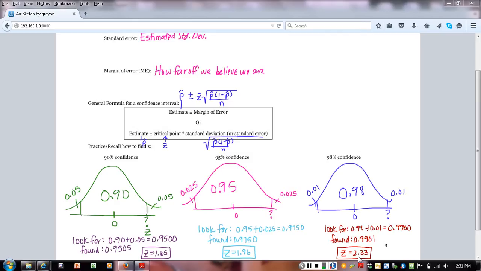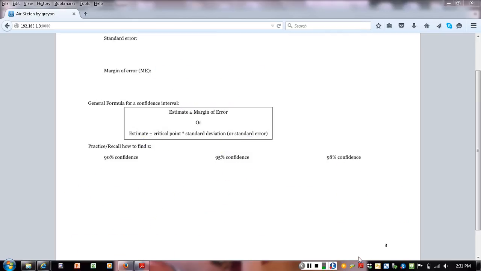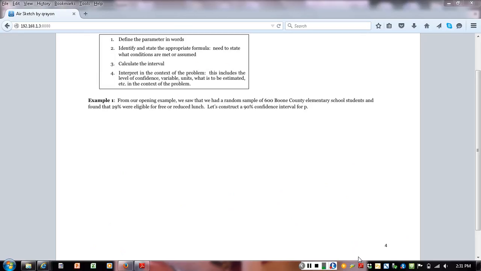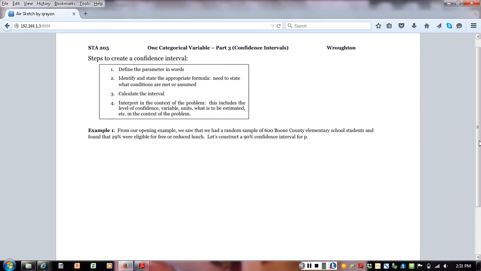Before we dive in and do an example, I have steps for doing a confidence interval, just like we have steps to doing a hypothesis test, but slightly different looking steps. So just as with hypothesis testing, you're going to see many different confidence intervals, but the main structure of the steps will stay the same. The first we want to do is define our parameter in words. If you remember, a parameter is just a numerical summary of the population. For us here, that's going to be P. So what is P going to represent in words?